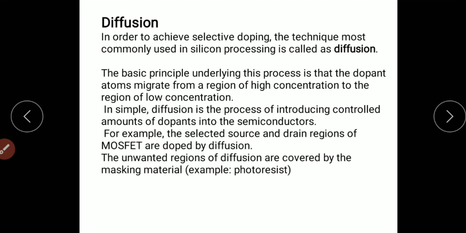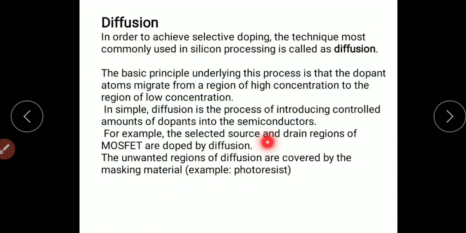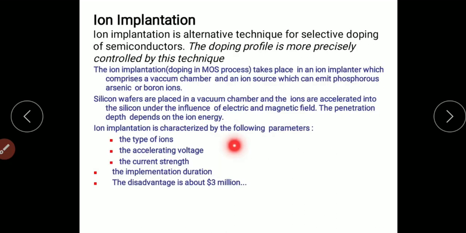Then you have to send UV rays wherever the diffusion requires. On those areas, no light will be incident, hence through those regions you can diffuse the N-type or P-type impurities. So, ion implantation. Ion implantation is an alternative technique for selective doping of the semiconductors. Here we are diffusing the atoms or impurities.